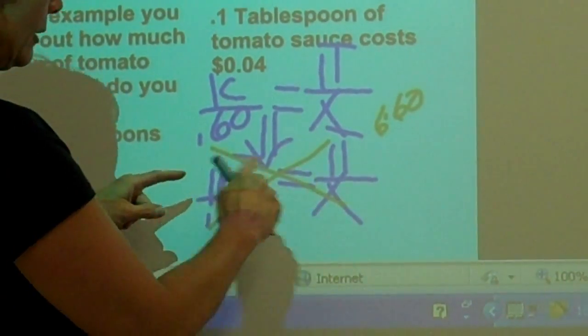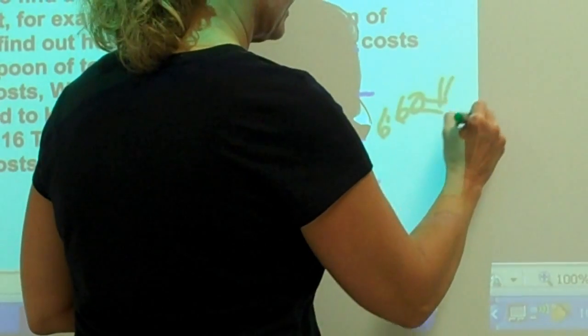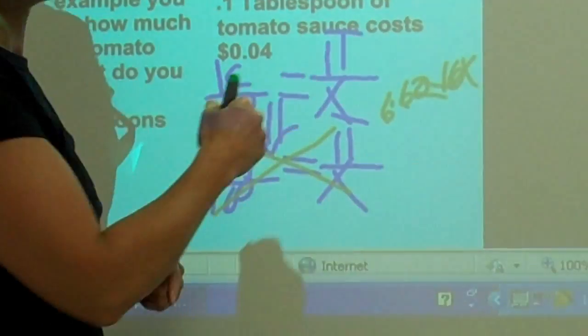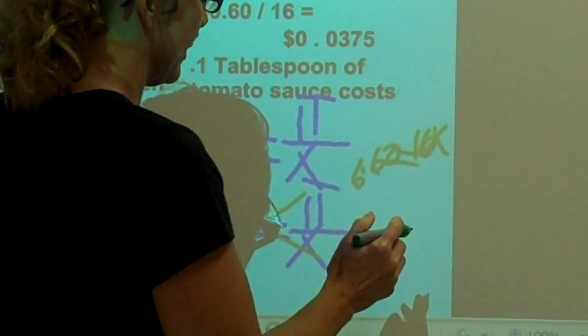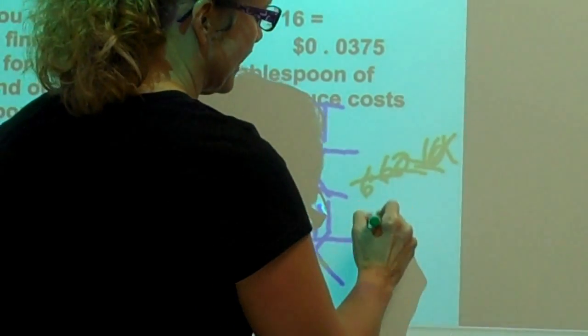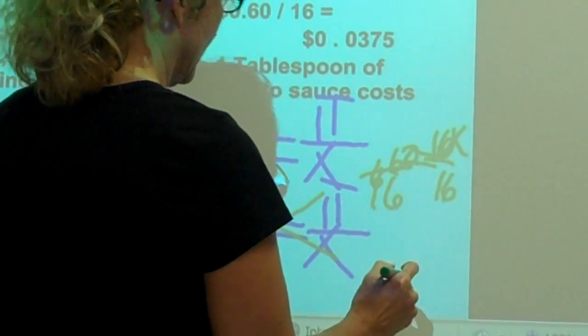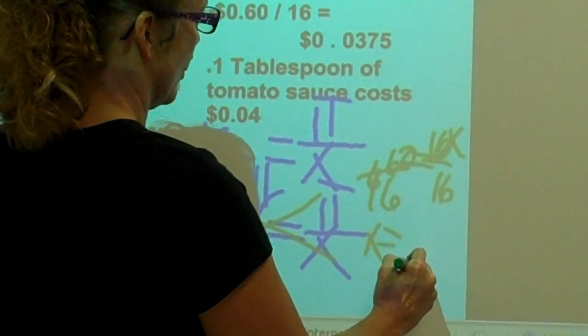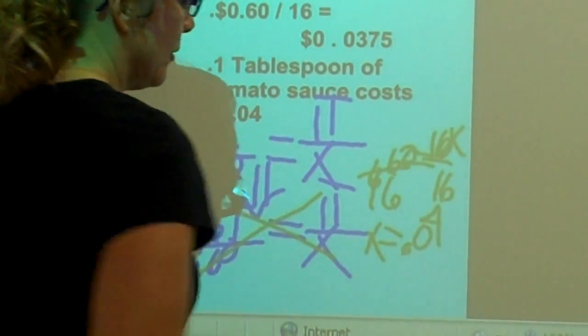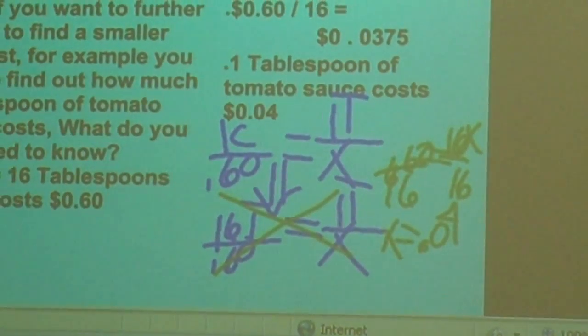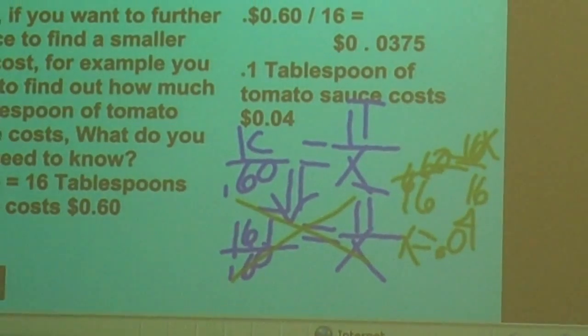there's our 660 here, equals 16x. And this is writing weird, I'm not this uncoordinated. And then you divide both sides by 16, and you get x equals 0.04. So, 1 tablespoon of tomato sauce costs 4 cents.